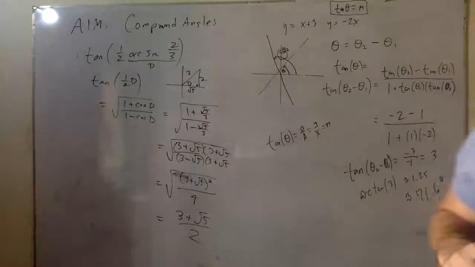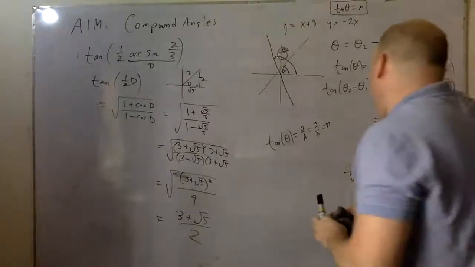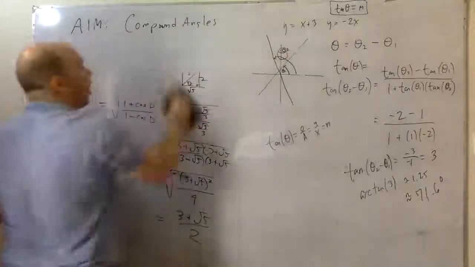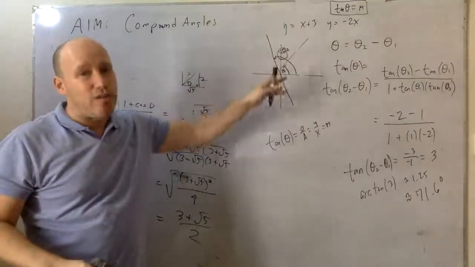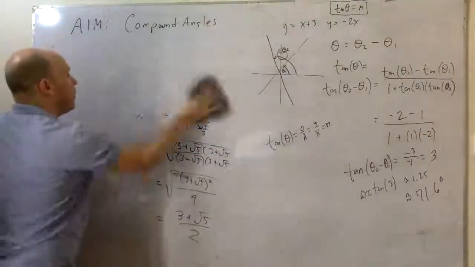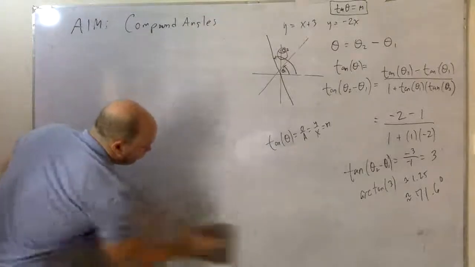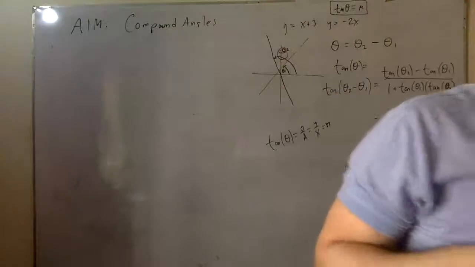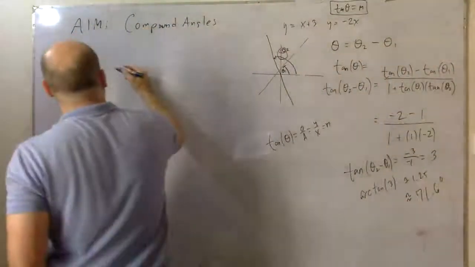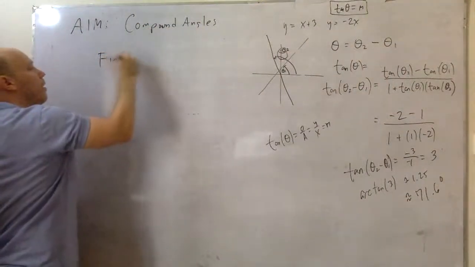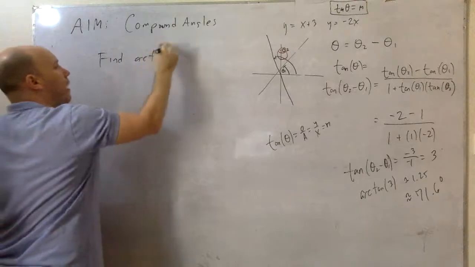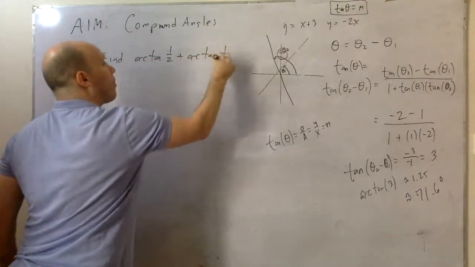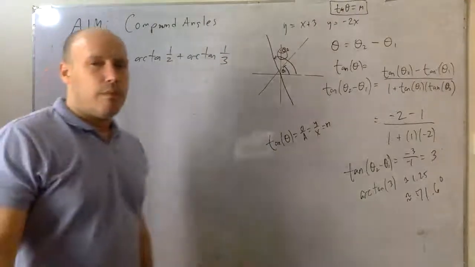Let's continue. Fun with tangent. More fun with tangent. Now, I'm going to show you an easier way to do this with vectors, but let's continue with some fun. The question is, find the arctan of a half plus the arctan of a third.